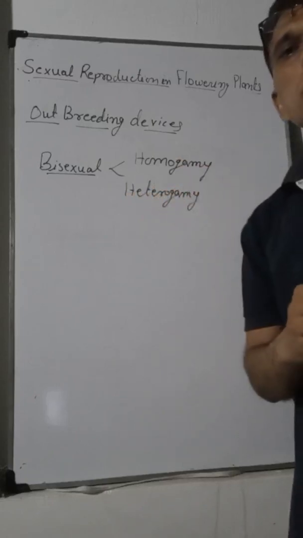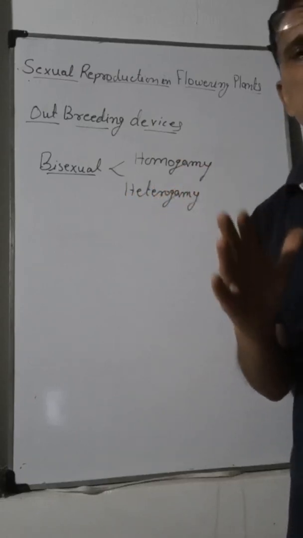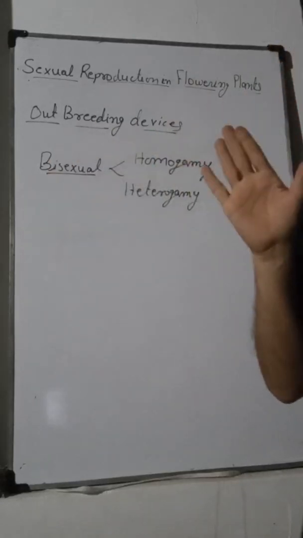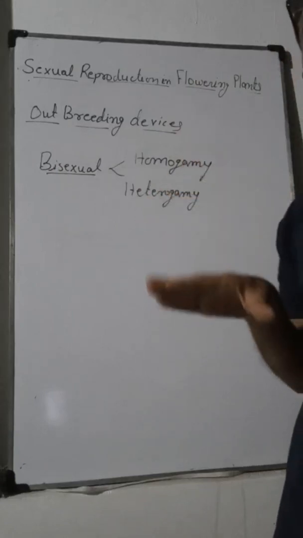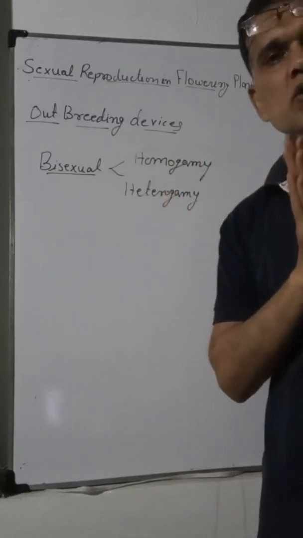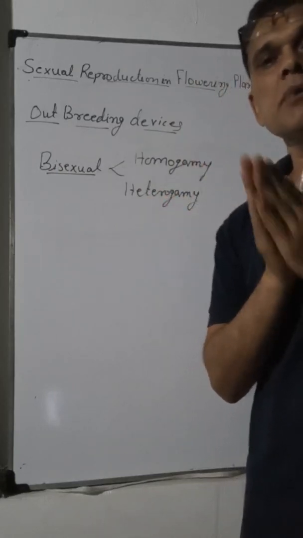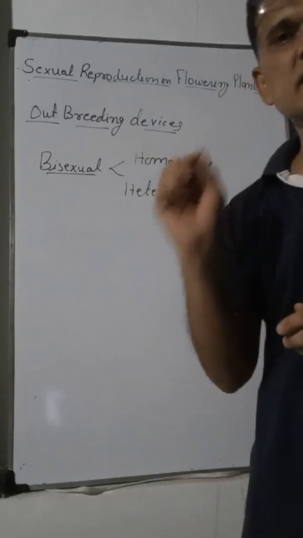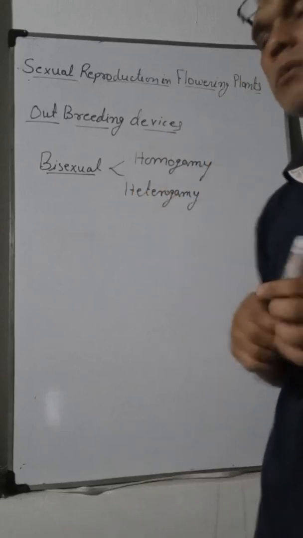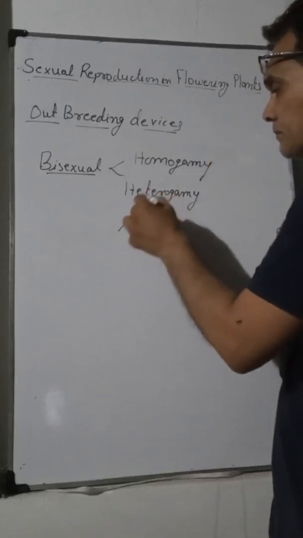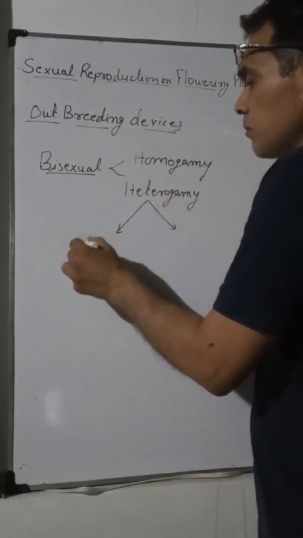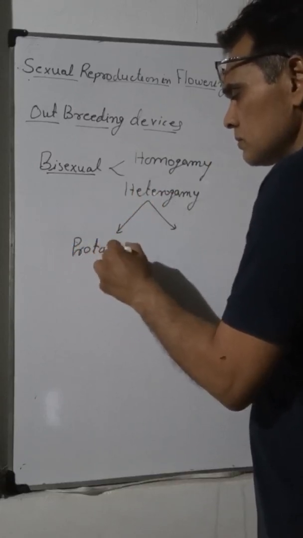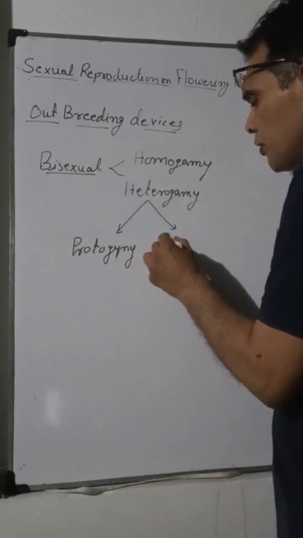Homogamy means both the male part and the female part mature at the same time, which leads to self pollination. But heterogamy means both the sex organs, the male part, the stamen, and the female part, the carpel, do not mature at the same time. It is of two types: protogyny and protandry.